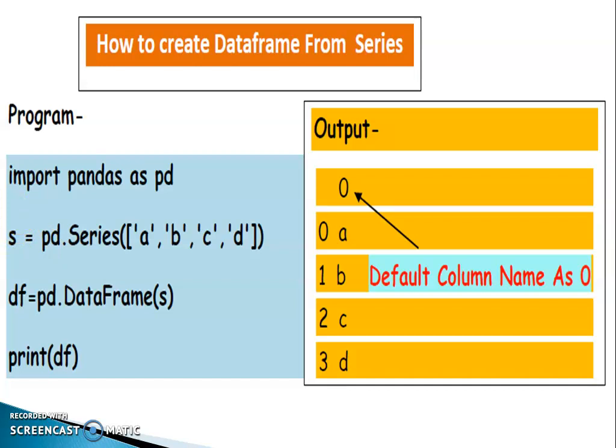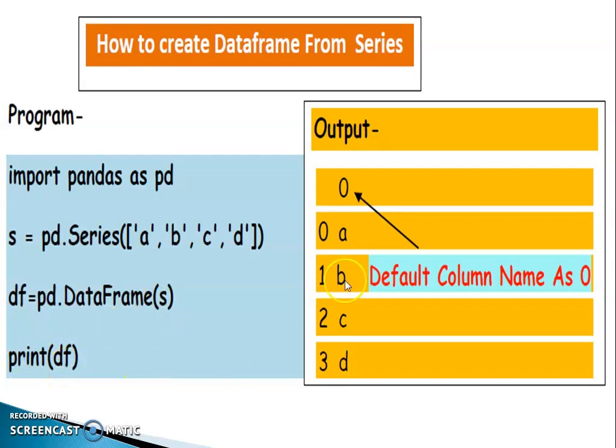Then from this series, how to create the data frame? Check this one. df is equal to pd.DataFrame. Within this bracket, we can specify s. s is a series object. From pandas, we can use this DataFrame data structure. So, pd.DataFrame, and within this parenthesis I specified s, a series object. Okay, clear? Then print df.